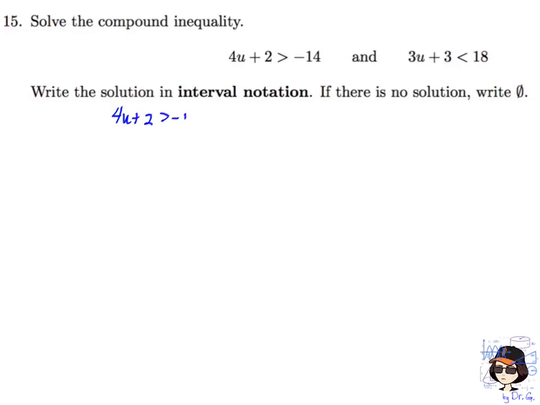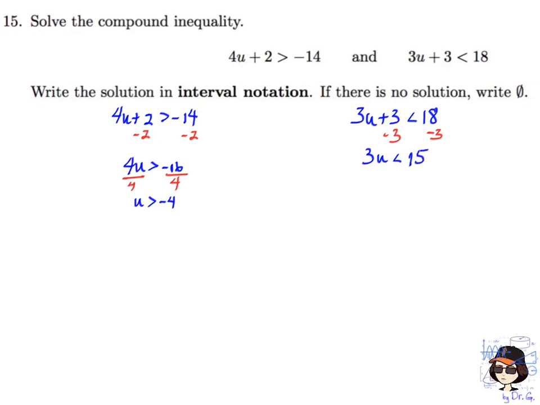So 4u plus 2 greater than negative 14. I'm going to subtract 2 from both sides. 4u is now greater than negative 16. And now divide by 4 on both sides. And I get u is greater than negative 4. And the second one, 3u plus 3 is less than 18. Subtract 3. I'm left with 3u is less than positive 15. Now divide by 3. And I have u is less than 5.